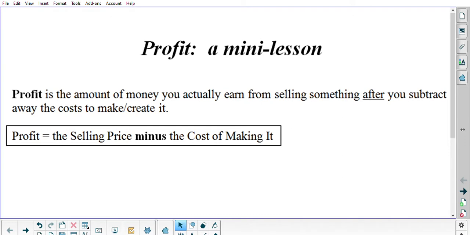So what is profit? This is something I used to assume that students in 7th grade already understood, but I've learned they actually don't. So let me explain to you what profit means. Follow along with me. Profit is the amount of money you actually earn from selling something after you subtract away the cost to make or create it. So you can make a formula for this. Profit is equal to the selling price that you would decide to sell something at minus the cost of actually making whatever in the world you're making that you're going to decide to sell.